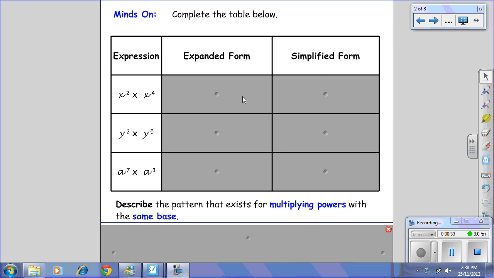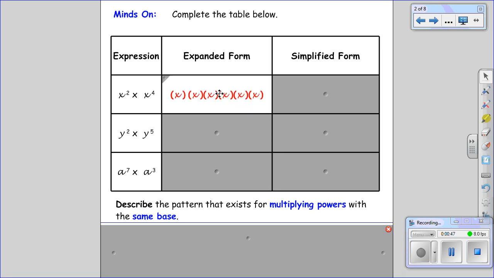Hopefully you've paused the video and done your own work, because of course that's going to make it better for you to remember and understand where the answers came from. If we rewrite the power x squared in expanded form, it's x multiplied by x. And then if we multiply it by x to the exponent 4, that's x multiplied by itself 4 times. And if we rewrite that in simplified form as a power, that will become x to the 6, because of course a power is a shortened way of expressing something multiplied by itself multiple times.